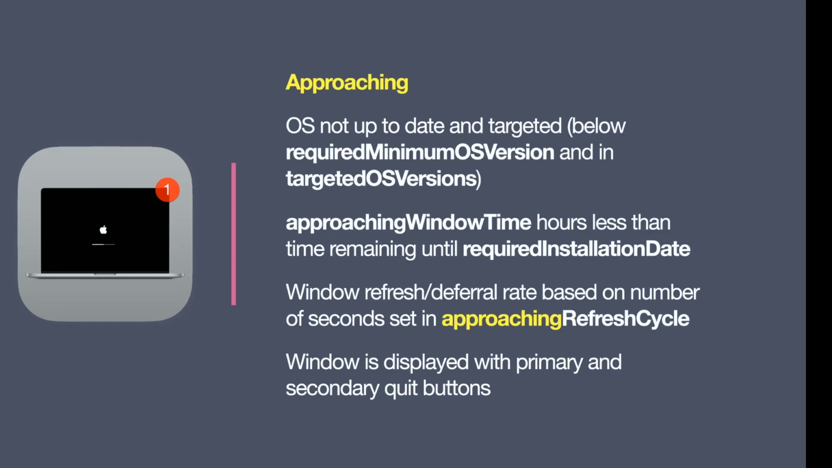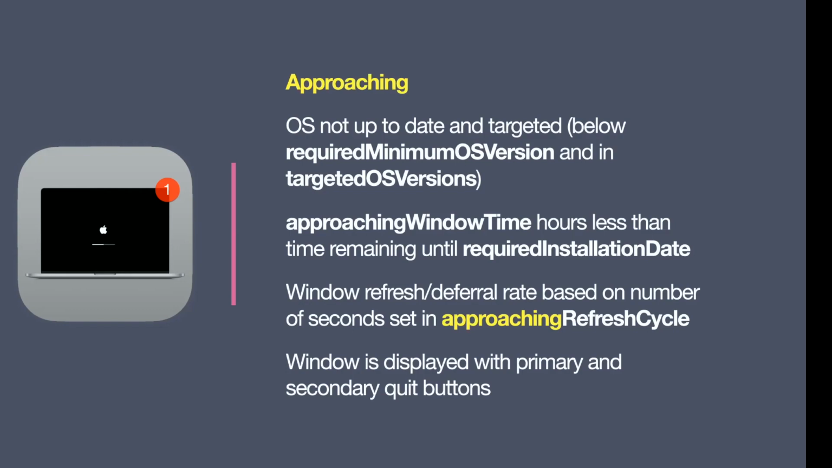When Nudge is at the approaching stage, we'll see a window with 2 quit buttons, and it will refresh and increment the deferral count I mentioned before, which I'll go into details later, based on the number of seconds set in the approaching refresh cycle preference. So it will start to increment that counter based on a different preference.